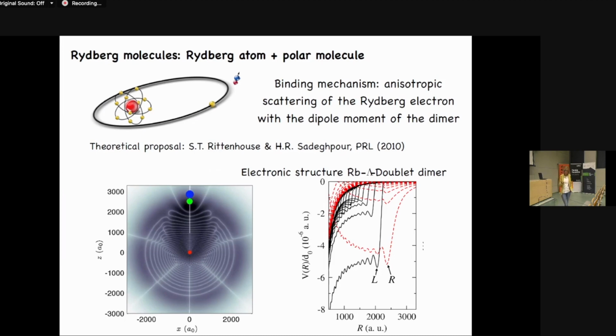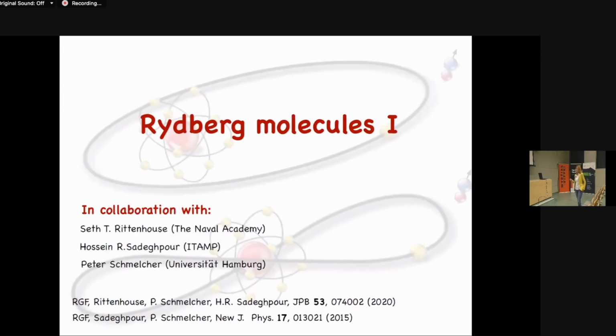So we came into the game to collaborate with them already a few years ago, and that was the proposal. It was a collaboration with Seth Rittenhouse, Hossein Sadeghpour, and Peter Schmelcher. And what we brought to the game was to say, okay, there are many diatomic molecules that cannot be considered as a two-state system. They have a rotational structure, and this has to be taken into account. So that's what we did.